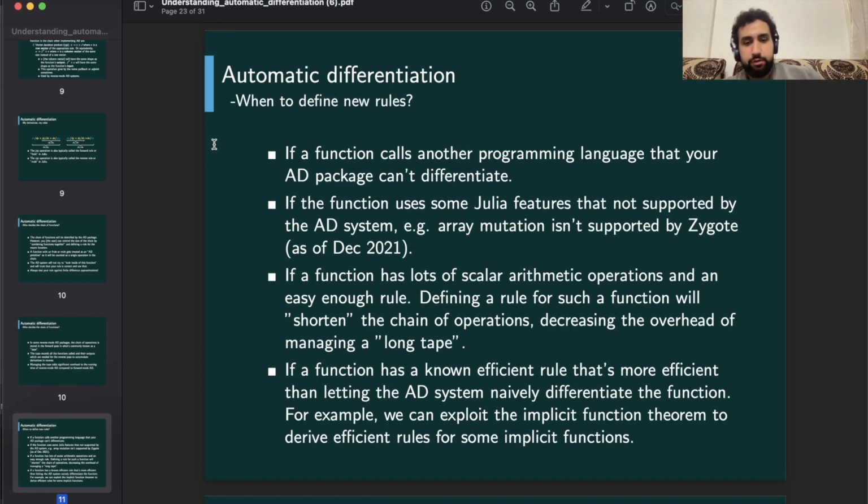So if you have one of those shortcut methods, and the implicit function theorem is a perfect example of this, and I'm going to cover one example at the end of why this is useful, an example of the implicit function theorem being useful for performance. But basically, if you have one of those shortcuts where you can go from the outputs to the input without having to differentiate each single operation in your chain, then in this case it makes sense to actually define a rule, again, for performance.